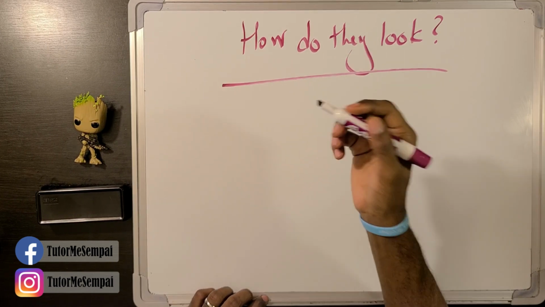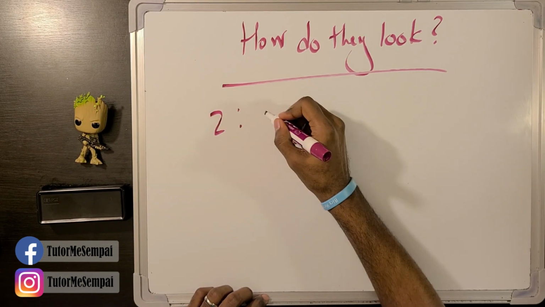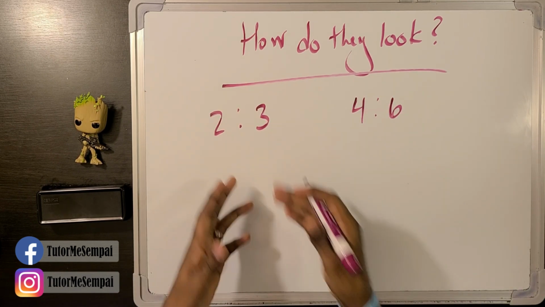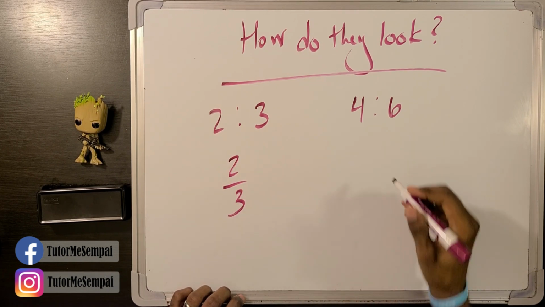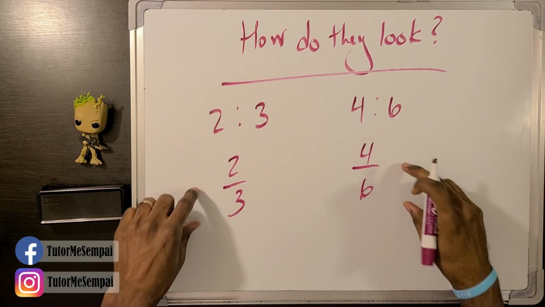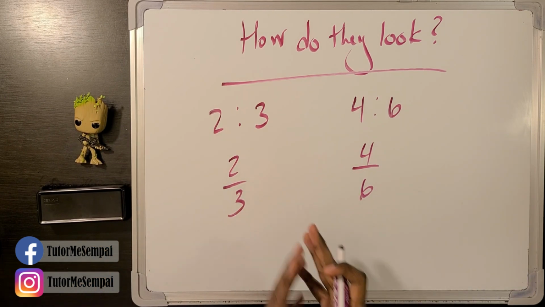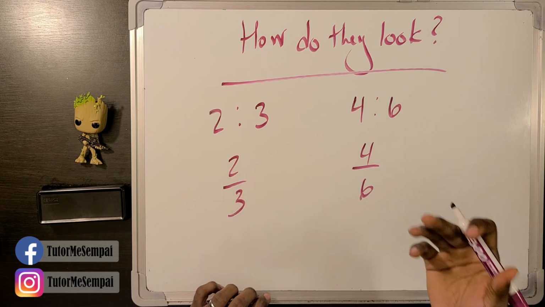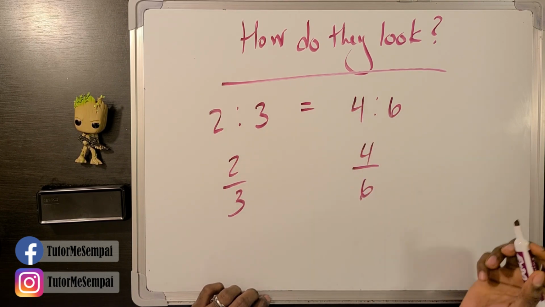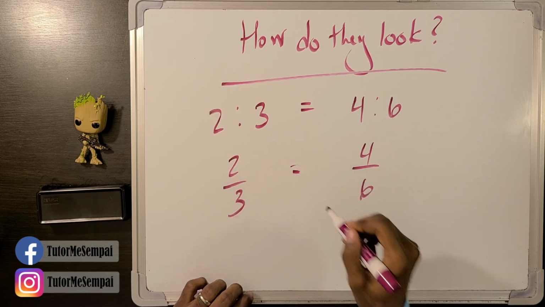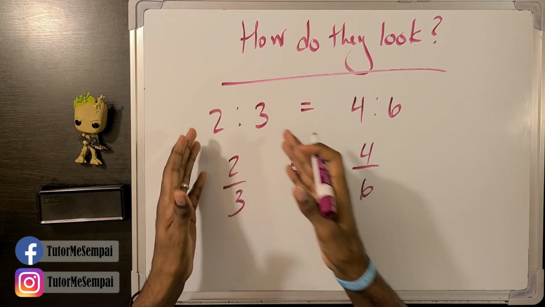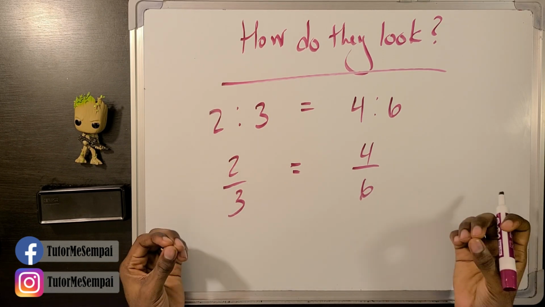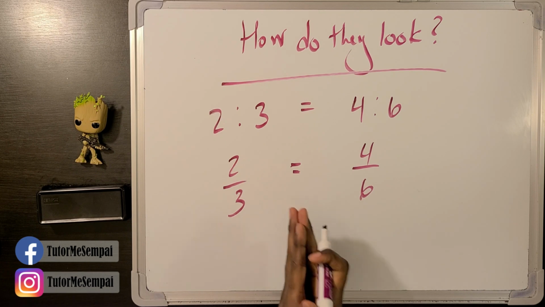So let's say we have the ratio 2 to 3, and we have another ratio 4 to 6. You can write this also as 2 over 3 and 4 over 6. So these mean the same thing. If we know that these are equal to one another, if we know that these are in proportion to one another, we can quite literally write them like this. You just put the equal sign. Remember, when these two fractions or ratios are equal to one another, they are said to be in proportion to one another. So simply writing equal would suffice.